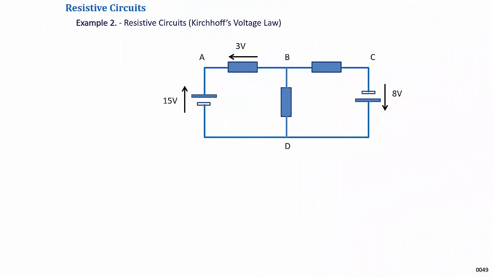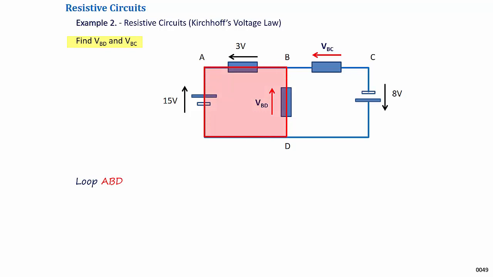The following example is in the accompanying workbook, Resistive Circuits, Kirchhoff's voltage law. In this example, we are required to find two voltages, VBD and VBC. The suffix letters indicate the direction of the potential arrows, and in both cases, the potential arrows point to the B terminal. It should be noted that in this example, we have more than one closed circuit.